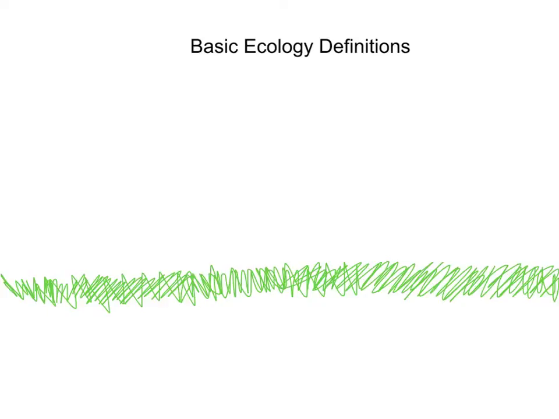First of all, we should define this word at the top, ecology. Now, ecology is defined as the study of interrelationships between organisms and their environment. That's how we define ecology, the study of interrelationships between organisms and their environment. So, in fact, let's take each definition one by one.